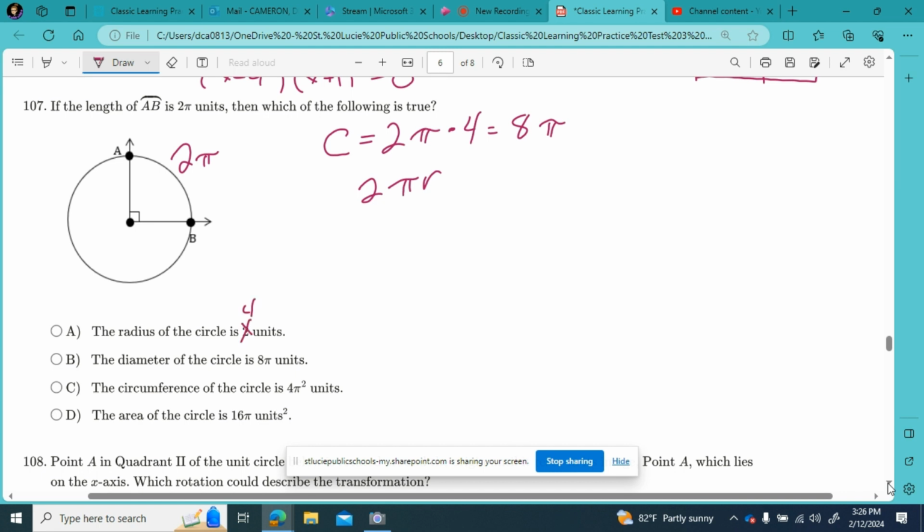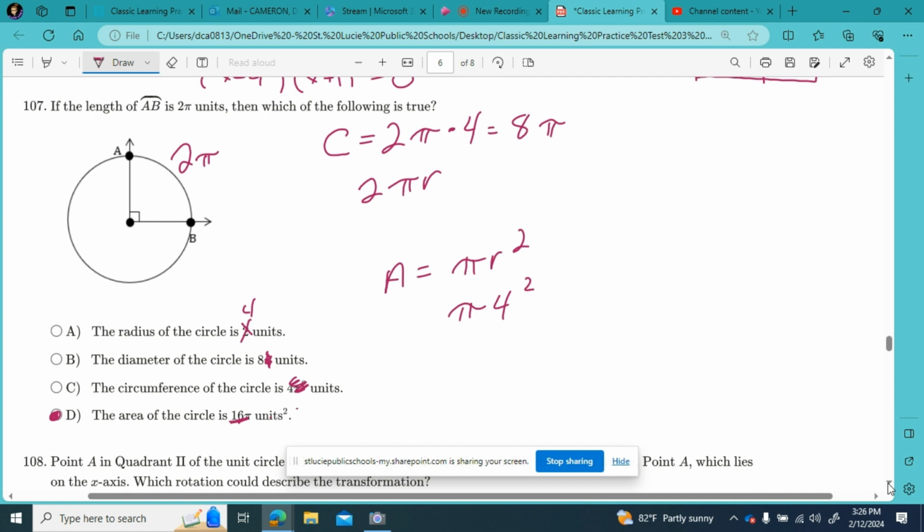The diameter of the circle is 8, not 8 pi units. The circumference of the circle is 4 pi squared units. No, we don't square our pi in circumference. And the area of the circle is 16 pi. Area of a circle equals pi r squared. We just said the radius is 4. Pi times 4 squared is 16 pi units squared. D is correct.